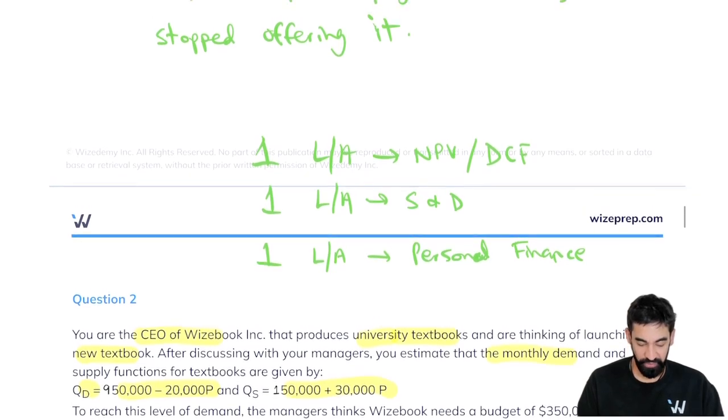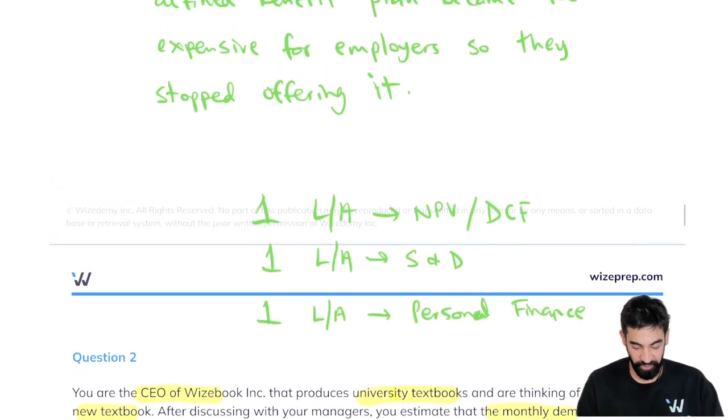And for the multiple choice, it kind of touches on everything. So I'll be doing another mock. If you guys have any questions, you know how to reach me.